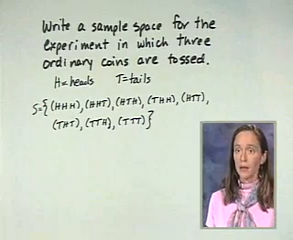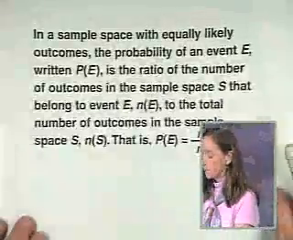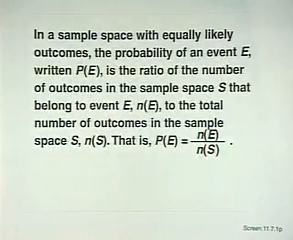Now, probability operates on sample spaces in this way. In a sample space with equally likely outcomes, the probability of an event E, written P of E, is the ratio of the number of outcomes in the sample space S that belong to event E, that's written N of E, number of things in E, to the total number of outcomes in the sample space S, written N of S. That is, probability of E is the number of things in E divided by the number of things in S. We need to work an example of this.